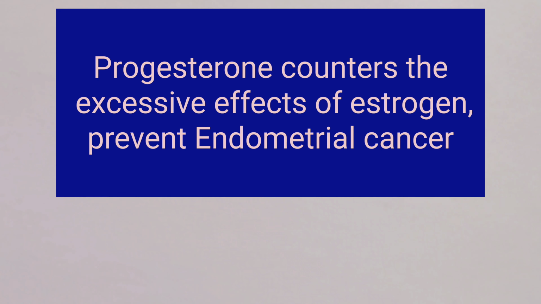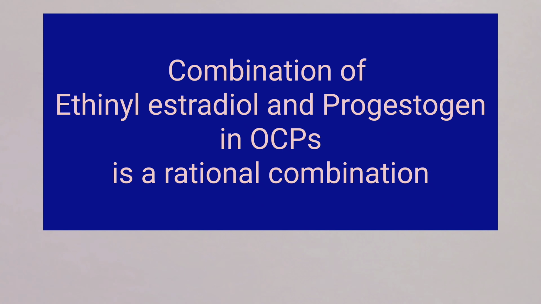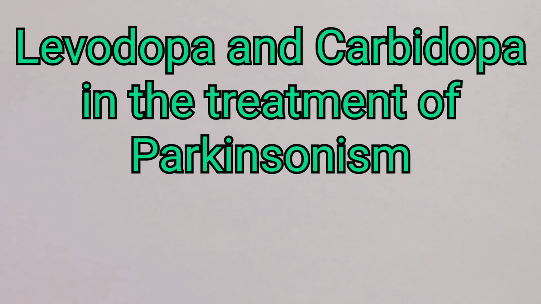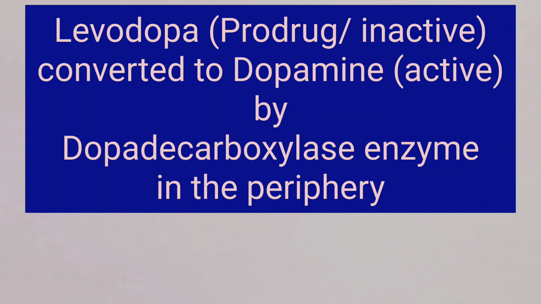Thus, the combination of ethinyl estradiol and progestogen in oral contraceptive pills is a rational combination. Next example, the combination of levodopa and carbidopa for the treatment of Parkinsonism, which is a CNS disorder. Levodopa is a prodrug, or inactive by itself, and it becomes active when it is converted to dopamine in the presence of an enzyme, that is dopa decarboxylase enzyme.